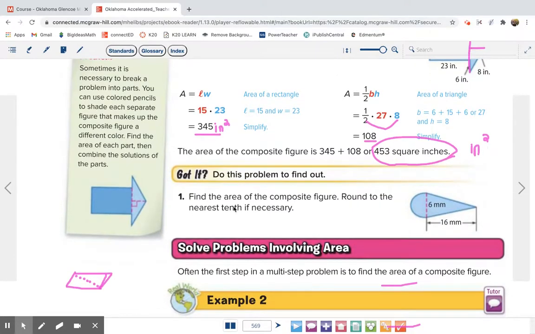Okay, so it says find the area of this composite figure. Round to the nearest tenth if necessary. Okay, so on this one, they've already shown you where to separate it, and using that information and the formulas you know for different areas, try to find the area of that composite figure. Pause the video, try that, and then I will go over it with you.